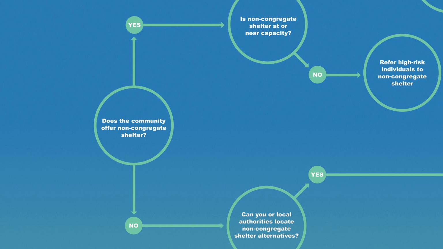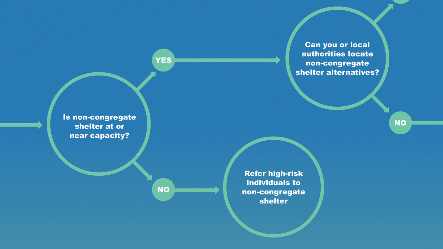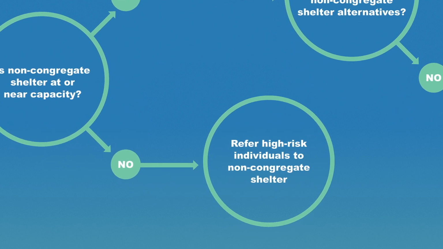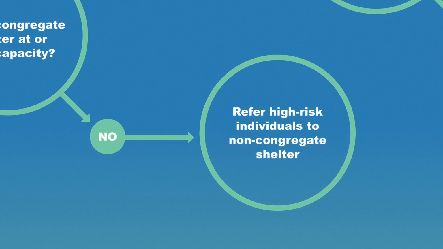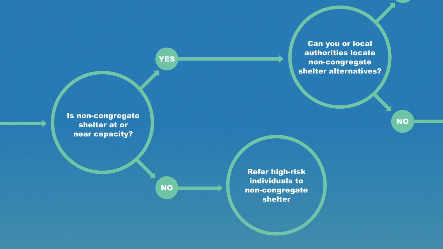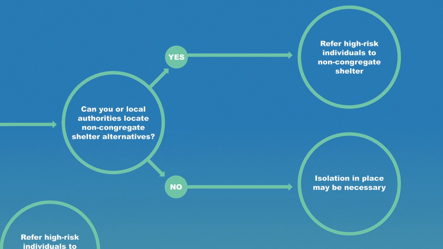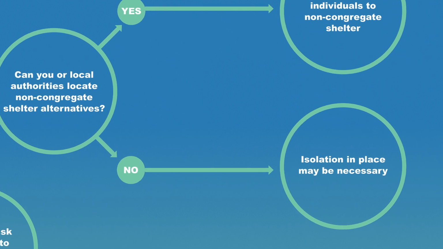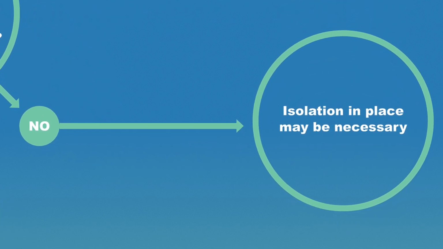If your community offers non-congregate shelter and it is not at full capacity, then refer all flu positive or COVID positive or other high-risk individuals to these external shelter facilities. If your community offers non-congregate shelter, but it is at capacity and there are no other alternate sites available, then isolation in place may be necessary. Reach out to your public health partners and COC leadership to talk through options.